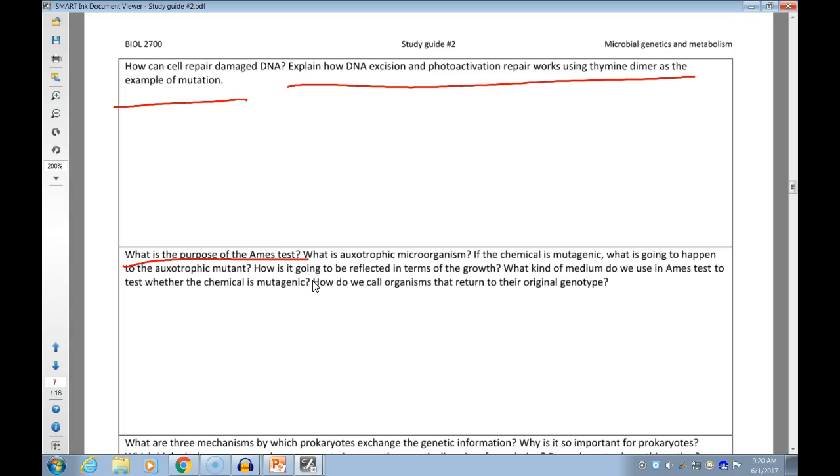Ames test. Detecting mutagens. An auxotrophic microorganism requires a certain growth factor. If the chemical is mutagenic during the Ames test, the auxotrophic mutant will revert to the wild type, okay, being non-auxotrophic. We use a medium that lacks that essential nutrient. And the microbe is auxotrophic for it. How do we call organisms that return to their original phenotype? Revertants.